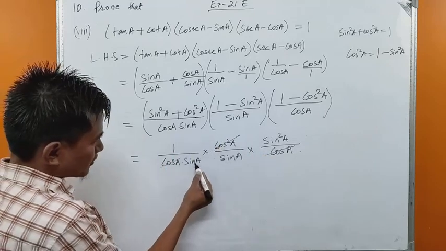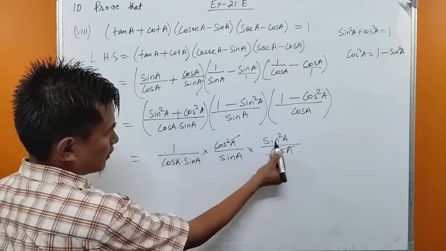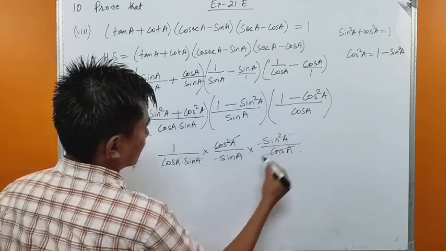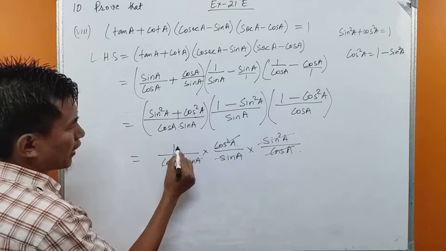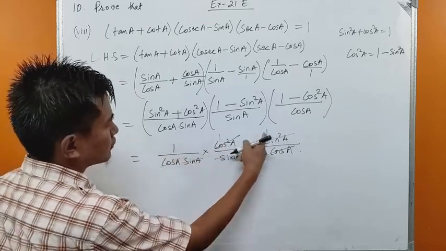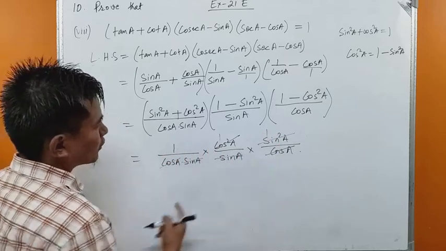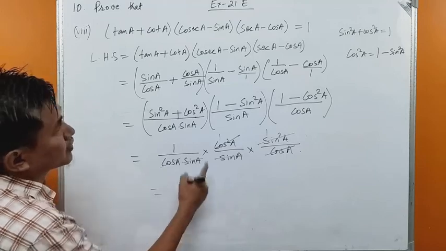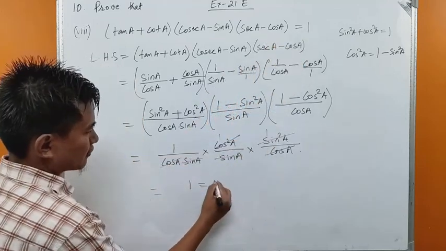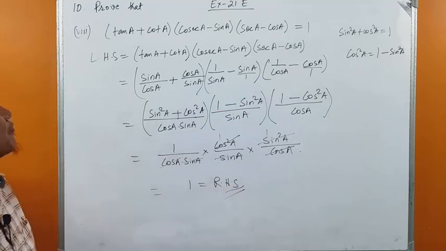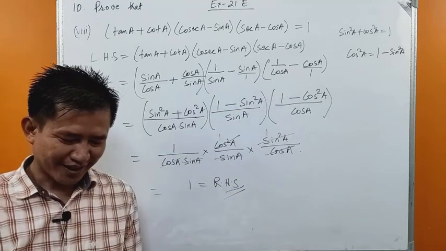Now here we have sin A into sin A, sin square A, and in the numerator also we have sin square A. So we have only 1 left, isn't it? 1 into 1 into 1 is 1. In the denominator also we have 1. So 1 upon 1 means 1. So this is what we have in the right hand side, equals to RHS. Hence proved.